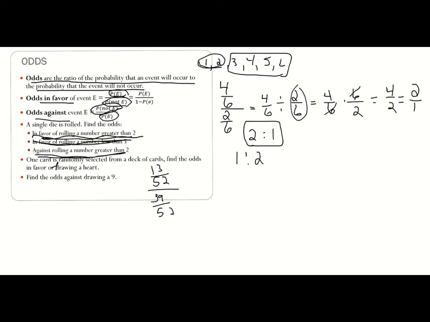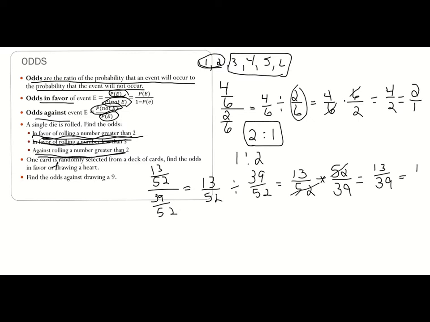So now we're going to do our division. We have 13 over 52 divided by 39 over 52. We'll keep the first fraction as it is, change my division to multiplication, and take the reciprocal of the second fraction. You'll start to notice here, those denominators you can cross simplify. We end up with 13 over 39, which gives me 1/3. So the probability, or not the probability, but the odds of drawing a heart out of a deck of cards would be 1 to 3.